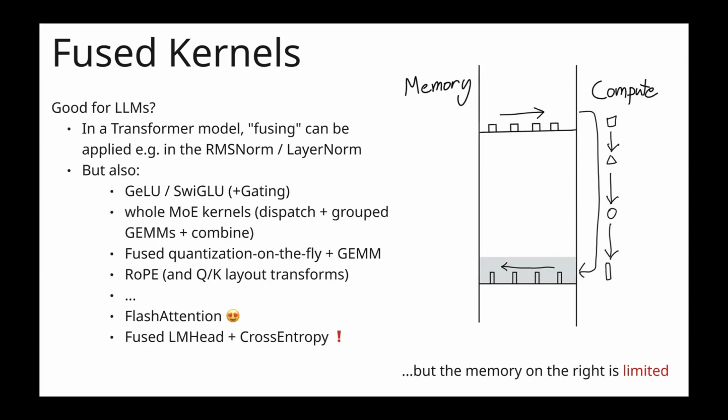So it's good for LLMs because in a transformer model, fusing can be applied in many layers and parts of the layers. The example given in the book is layer norm, but some of the recent transformers have other types of normalization, for example RMS norm. But there is also a huge variety of operations, depending on your architecture, that could be fused. One example is fusing non-linearity, as I mentioned several times already. For example, GELU or SwiGLU.